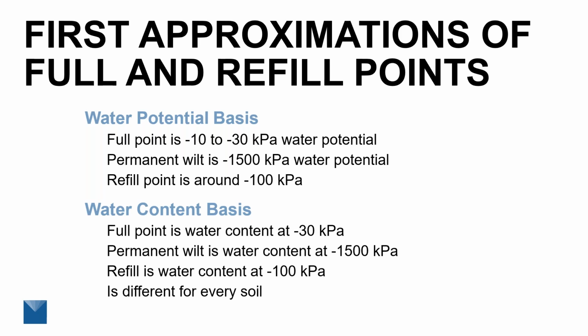A lot of research has been done on this, and there are crop-specific limits in the literature for many crops. The value around -100 kilopascals is about right for many crops, for monitoring water potential. For monitoring water content, then we need to know the water content that corresponds to those water potentials. And so we'll need a moisture characteristic for the soil that we're dealing with.